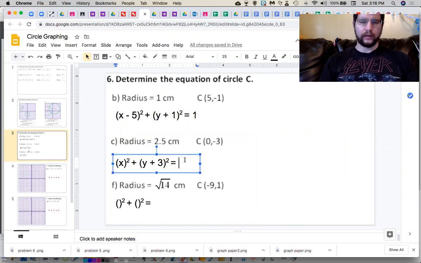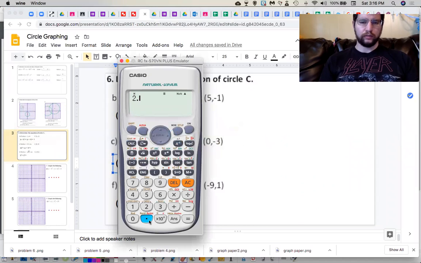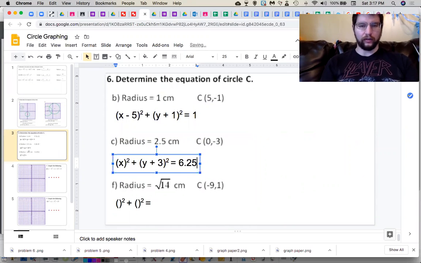And then 2.5 squared. Well, I'm going to grab my calculator again. 2.5, and if you don't know where your square button is, you can just do times 2.5, and it's 6.25. Give it just like that. I don't need a fraction, I don't need anything fancy. Give it to me as easy as you can.